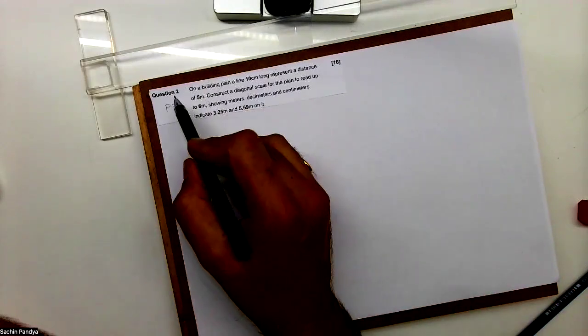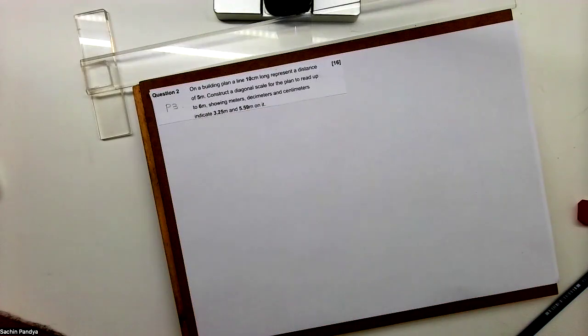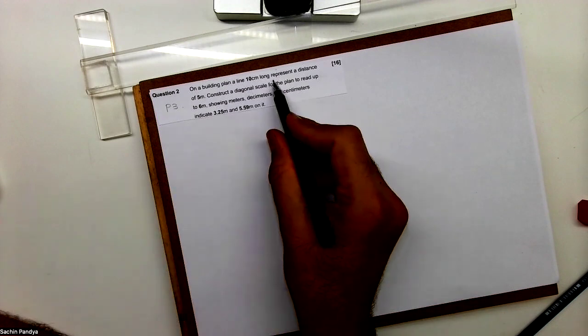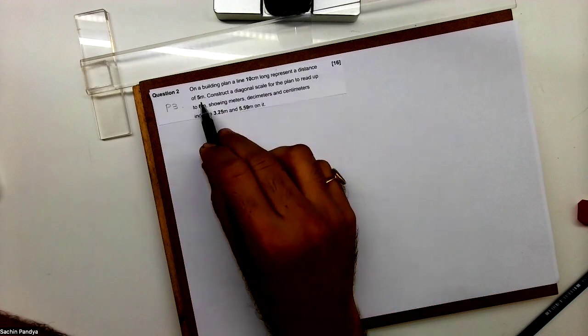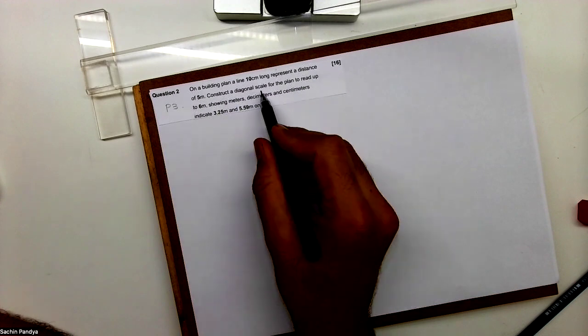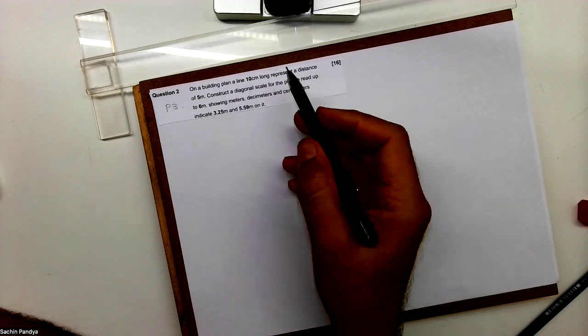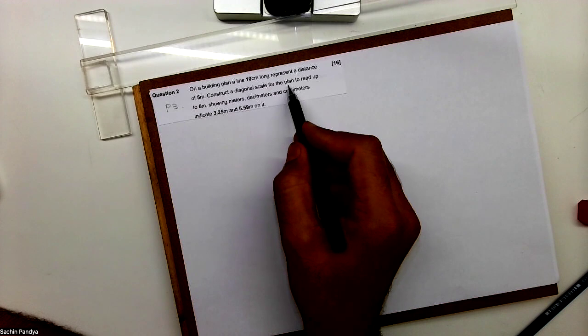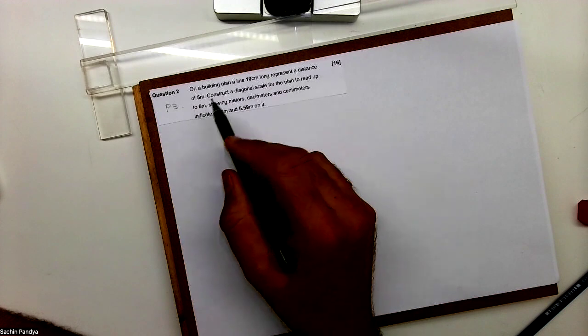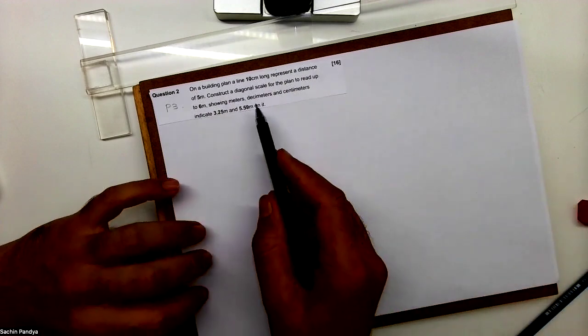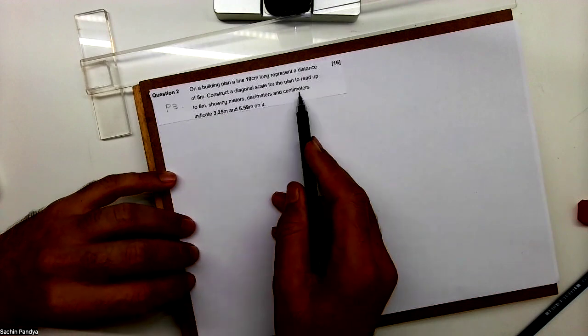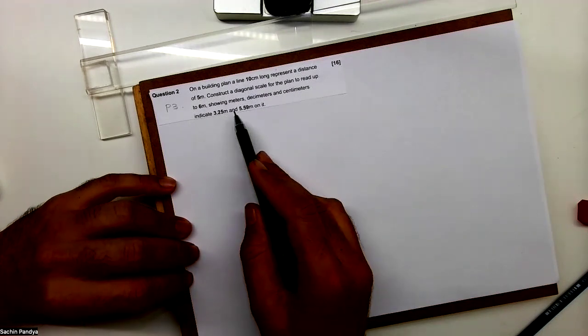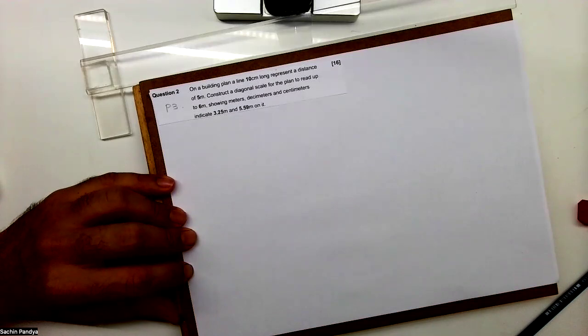Now we'll see in third paper, third sum. On a building plan, a line 10 centimeter long represents a distance of 5 meter. Construct a diagonal scale. Again, we have to draw diagonal scale, and RF is not given. Scale for the plan to read up to 6 meter. Maximum length is 6 meter, and we have to show meter, decimeter, centimeter, and indicate 3.25, 5.59 meter on it.